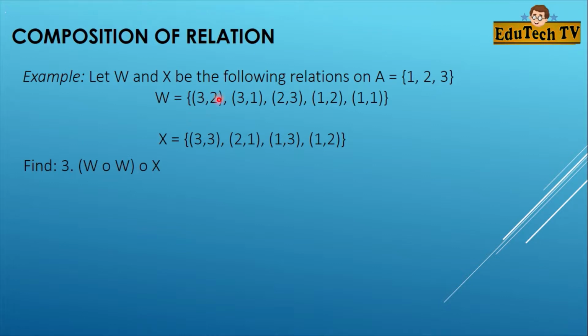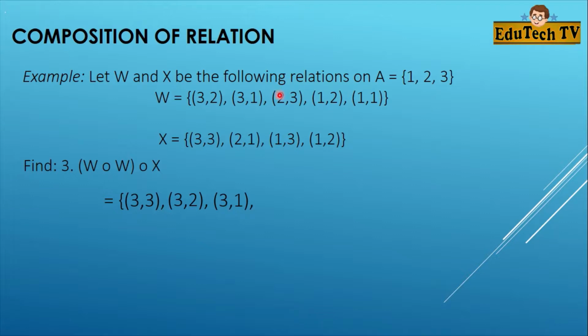So we have 3, 2. So dapat 2 yung mauna. Then we have 2, 3. So we have 3 and then 3. Next, since wala nang 2 dito sa my domain, except this one, let's proceed to the next ordered pair, 3, 1. So ibig sabihin, 1 din yung domain na titignan. So we have 1, 2. So we have 3, 2. Then also here, we have 3, 1.